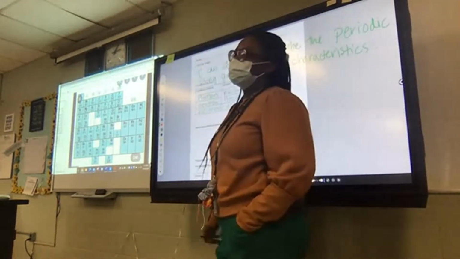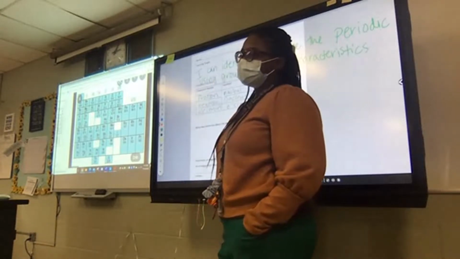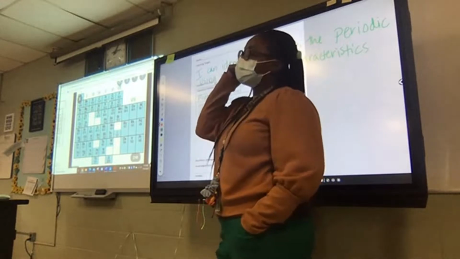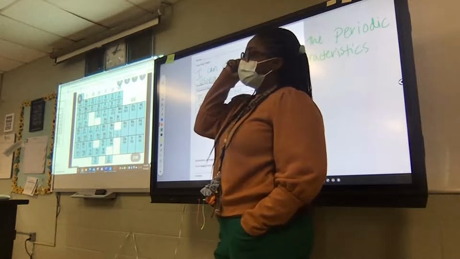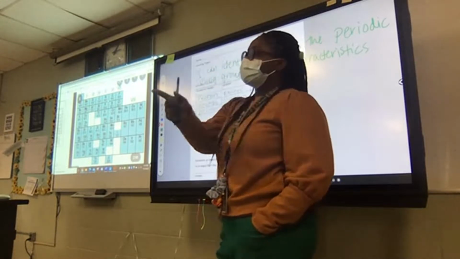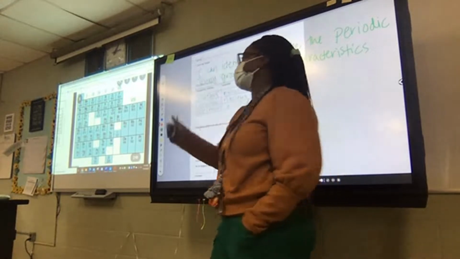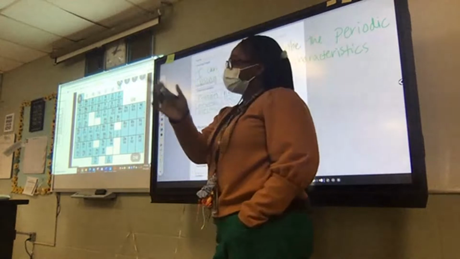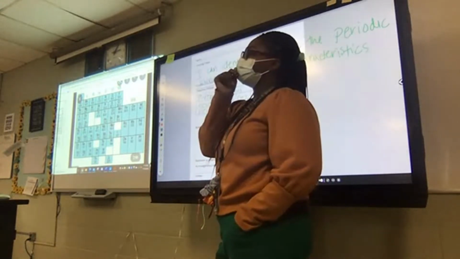All right, somebody give me one of their sentences. Something I noticed about the old periodic table is that they use Roman numerals at the top. Technically, there are Roman numerals on the new one too. No, you're not wrong, but that is a good observation because the Roman numerals only go up to 8. Go ahead.